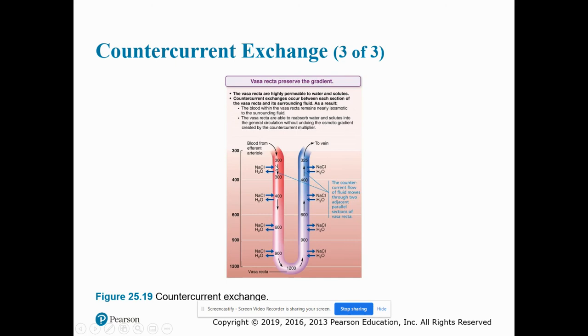So the vasa recta, again, as it's moving down into the medulla, the osmolarity is going to increase all the way up to 1200. So as it's going down, we're going to be losing water and gaining salt. Continuing, gaining salt, losing water, and this is going to help preserve that gradient that's made by the nephron loop. As it turns back up, salt's going to start to leave, and water is going to enter the vasa recta, and this is going to decrease the osmolarity of the blood, and then that's going to go to the vein.